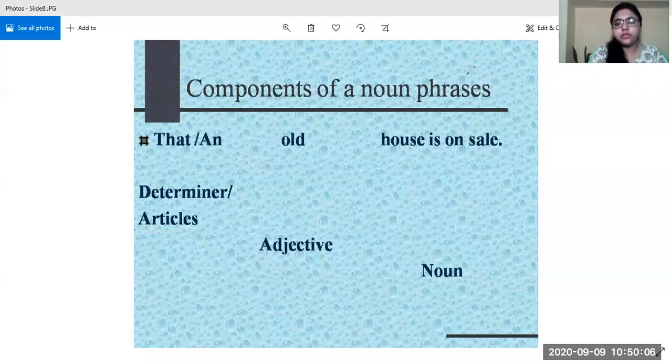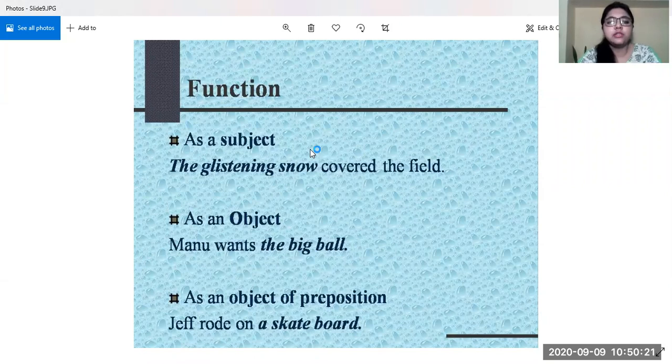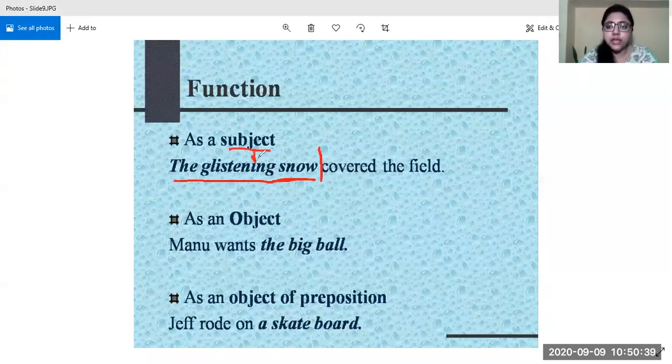Okay, so this was all about the noun phrase. Now we'll come to the function of the noun phrase. The noun phrase can act as a subject, like for example in this sentence: The glistening snow covered the field. Now what covered the field? The glistening snow. And if I ask you to divide the sentence into subject and predicate, then again this portion till here before the verb becomes the subject. So the noun phrase also acts as the subject.